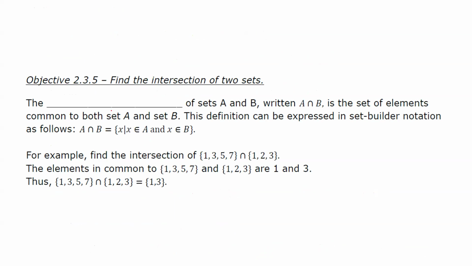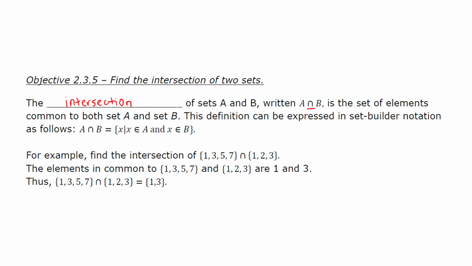Objective 5. Find the intersection of two sets. The intersection of sets A and B, written as A intersect B, so this is the symbol for intersection, is the set of elements common to both set A and set B. This definition can also be expressed in set builder notation as A intersect B is equal to all of the x values such that x is an element of A and x is an element of B.